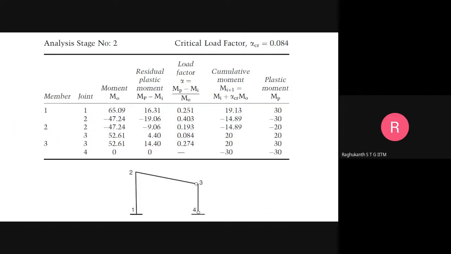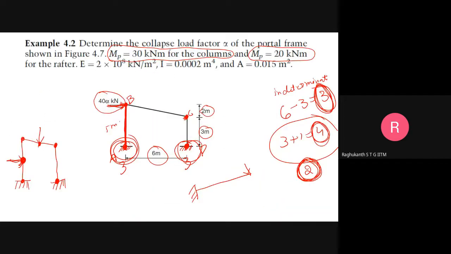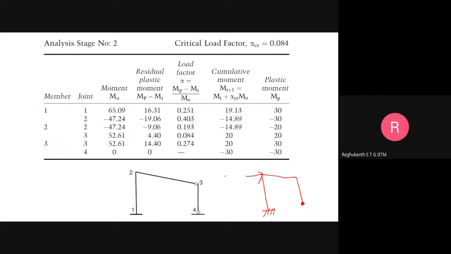Now the next step, that is stage 2 analysis. So once again, the plastic hinge is formed, so you have to solve this previous problem. This is my one plastic hinge here, and this is fixed actually. Now the same load is acting here, that is 40 times alpha kilonewtons. So now for this, once again, you draw the bending moment diagram. You followed? So the bending moment diagram you draw here itself, and then these are the bending moments actually.